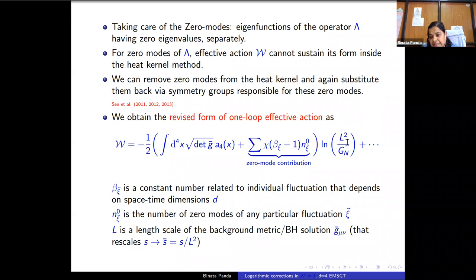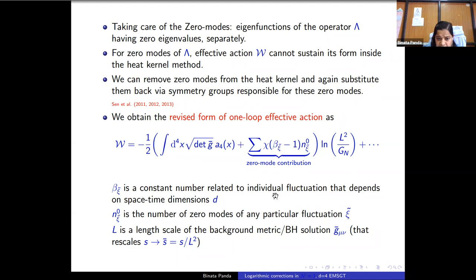So the zero modes again contribute to the logarithmic correction, but you have to calculate it separately, you have to treat it separately. There is a well-established method to take into account their contributions. So you have to calculate the number of zero modes for any particular fluctuation. We will give you a general formula for that.